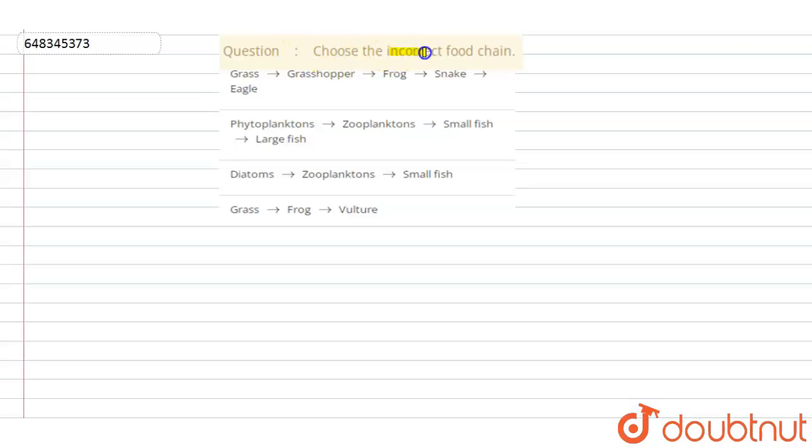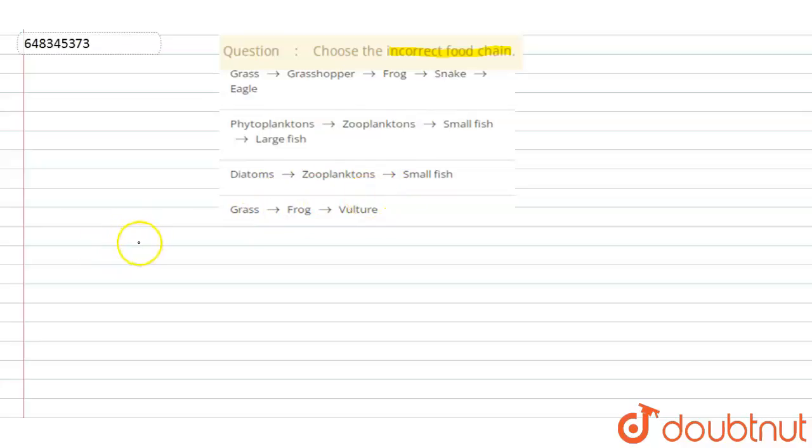Hello students, have a look at the question. The question is: choose the incorrect food chain. Options given are: grass, grasshopper, followed by frog, snake and eagle. Then phytoplankton, zooplankton, small fish, large fish. Diatom, zooplankton, small fish. And the last option is grass, frog, vulture.